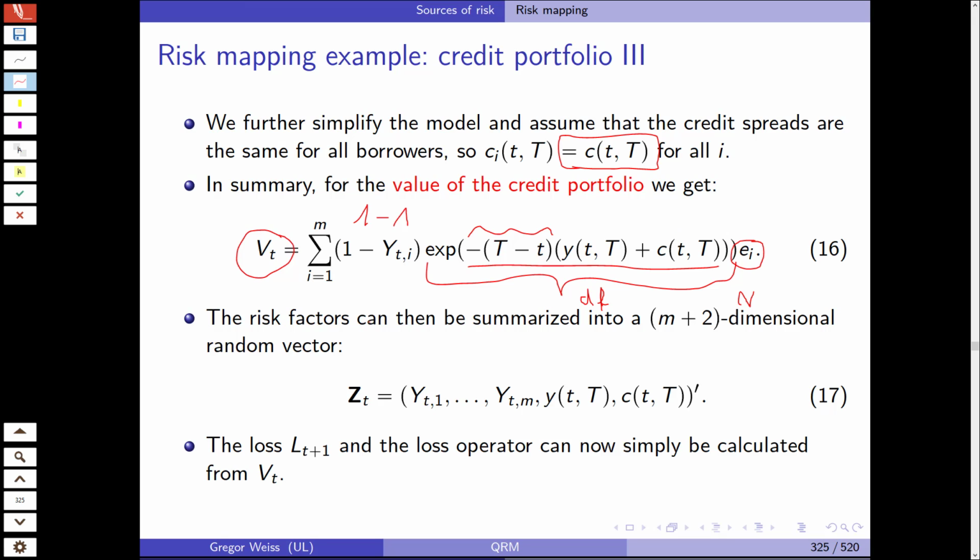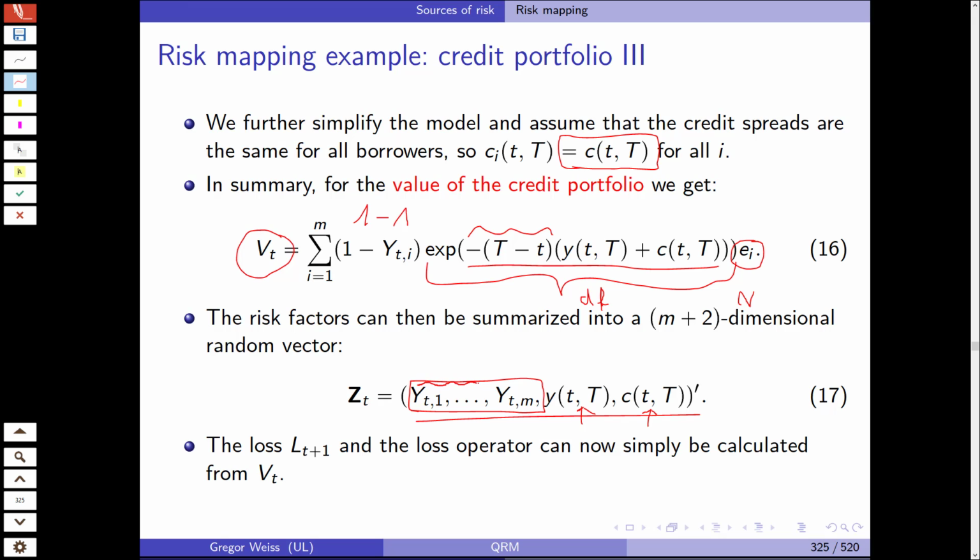The risk factors can then be summarized into an M plus 2-dimensional random vector. We have the risk-free yield, the constant default rate or default premium, and all those different default indicators. And you can then look at the loss, the risk mapping. This is actually the risk mapping. You can look at the linearized loss mapping, and then these M plus 2 factors, those are your risk factors. The credit spread, the yield, and obviously the default indicators.